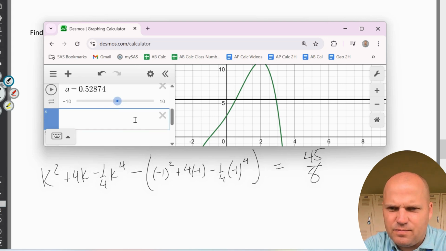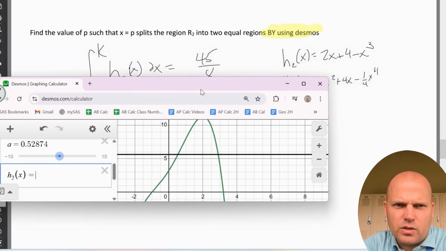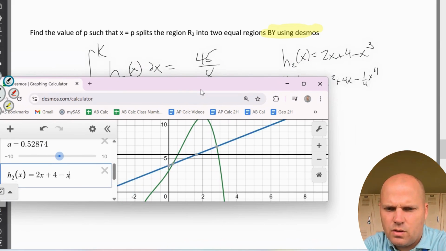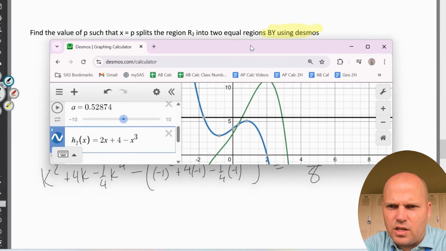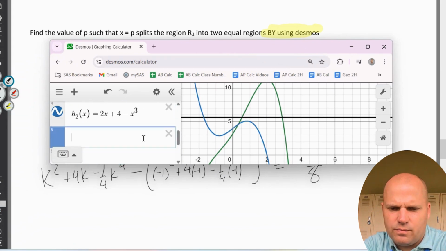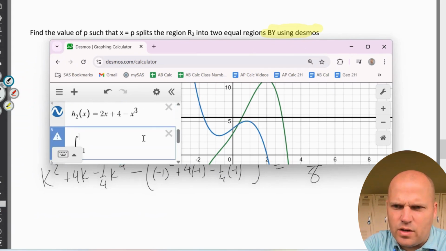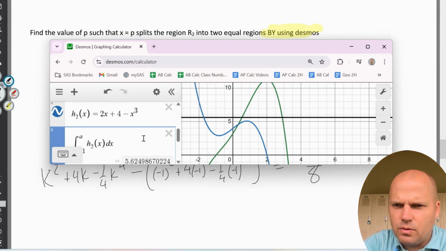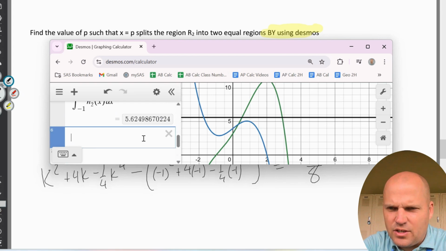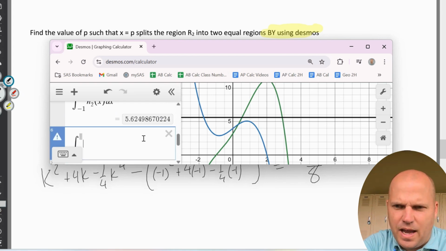Just gonna double check with H2, which was 2x plus 4 minus x cubed. And if I accumulated H2 from negative 1 to A, H2 heights times widths, I should get the same as if I accumulated from A to 2, H2. There you go.